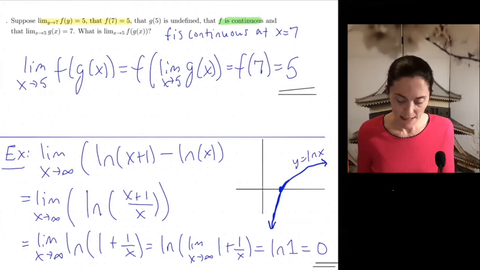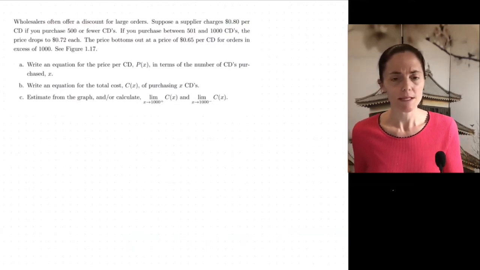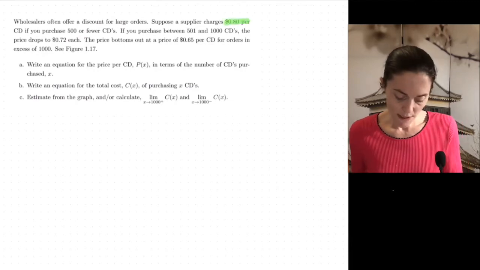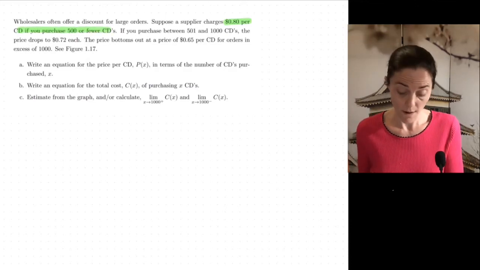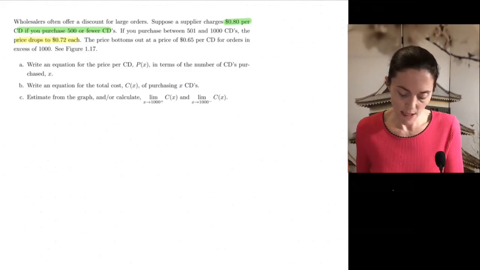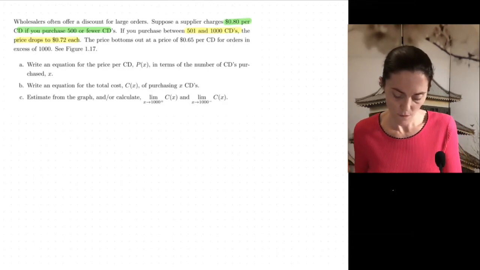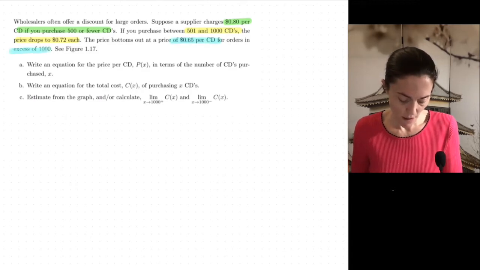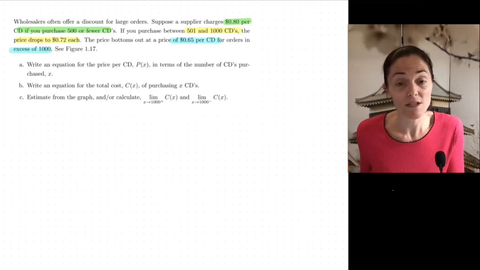Now, the last one is another textbook exercise, and it's a word problem, and it really is about limits here. The supplier charges 80 cents per CD if you purchase 500 or fewer. And then it charges 72 cents per CD if you purchase 501 to 1,000. And then it charges 65 cents per CD if you purchase more than 1,000. So what do we want? We want an equation for price and then cost, and then we will calculate some limits.